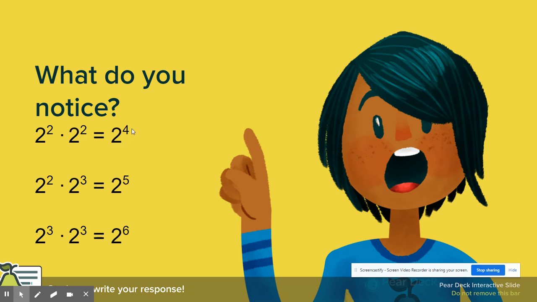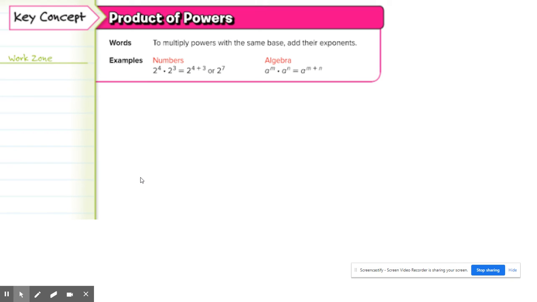This is 2 to the 2 plus 2, which is 2 to the 4th. This would be 2 to the 2 plus 3, which is 2 to the 5th. Works that way for every number. To multiply powers with the same base, it has to have the same base. Has to. They give you an example here. 2 to the 4th times 2 to the 3rd is 2 to the 4 plus 3, which equals 2 to the 7th. In algebra, you don't need a number as long as the base is the same. A is the base. A to the M times A to the N. We don't know what M and N are, we don't know what A is, but we can write it as A to the M plus N.